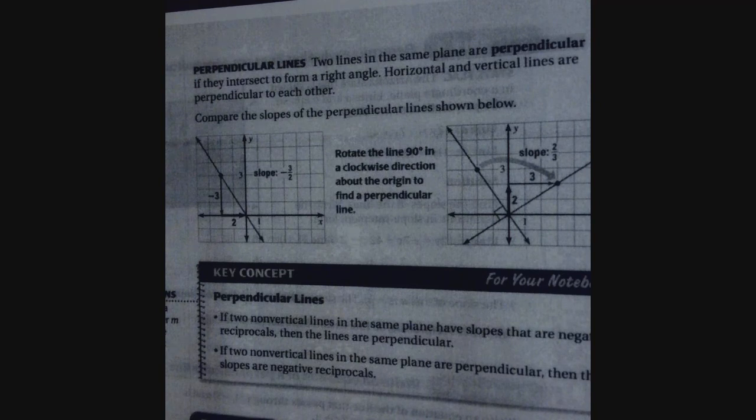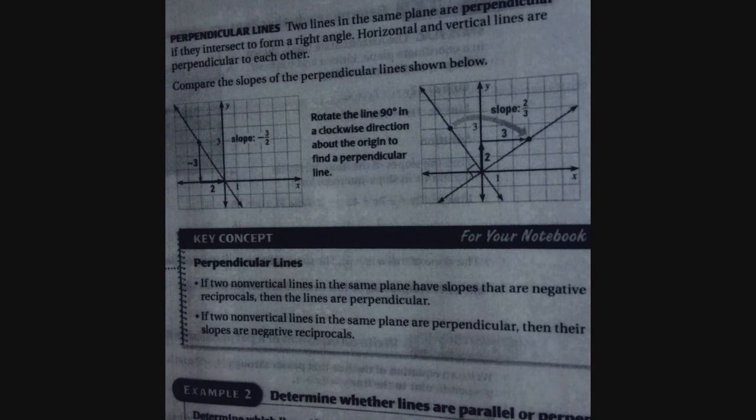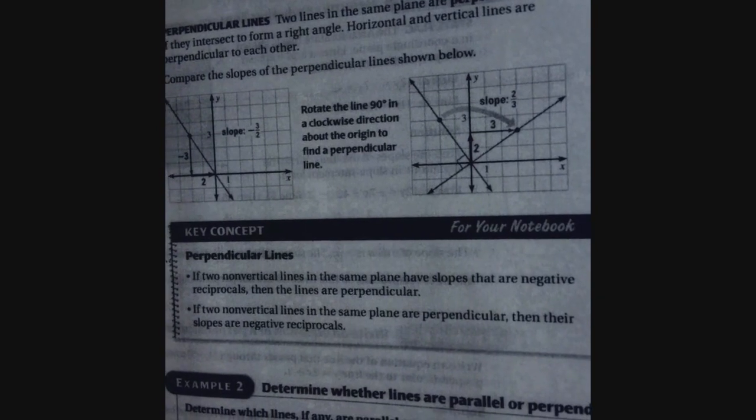Flags often have perpendicular lines. Again, you see perpendicular lines a lot in flags all over the place. A T is a perpendicular line, okay? And the way that you can tell, so we're going to read here, if two non-vertical lines in the same plane have slopes that are negative reciprocals, then the lines are perpendicular. If two non-vertical lines in the same plane are perpendicular, then their slopes are negative reciprocals.